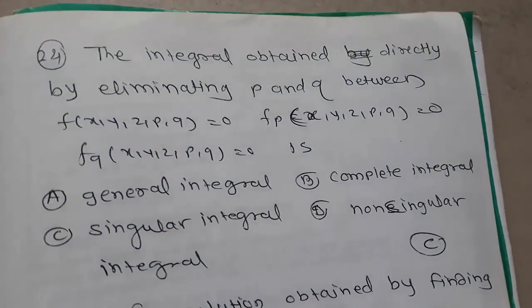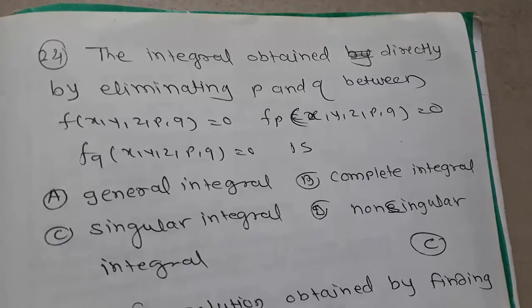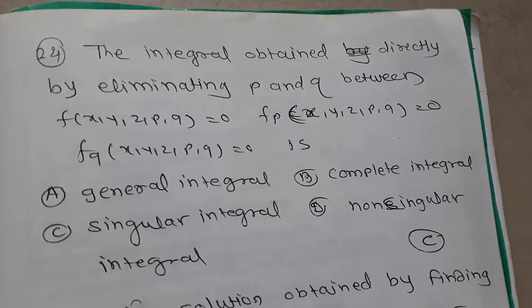24th. The integral obtained directly by eliminating p and q between f of xyzpq equal to 0, fp equal to 0, fq equal to 0 is called as: general integral, complete integral, singular integral, and non-singular integral. We know that the integral obtained directly by eliminating p and q between these three relations, that is f equal to 0, fp equal to 0, and fq equal to 0, is called as singular integral, and hence option C is correct.